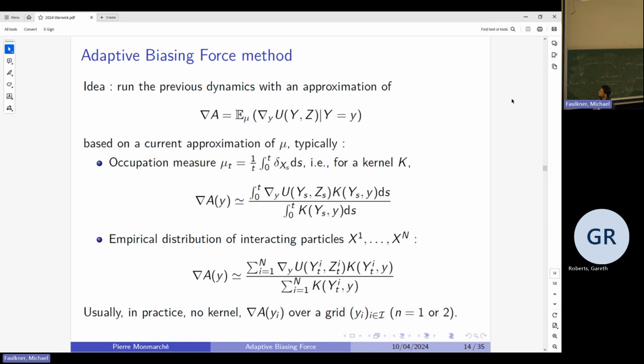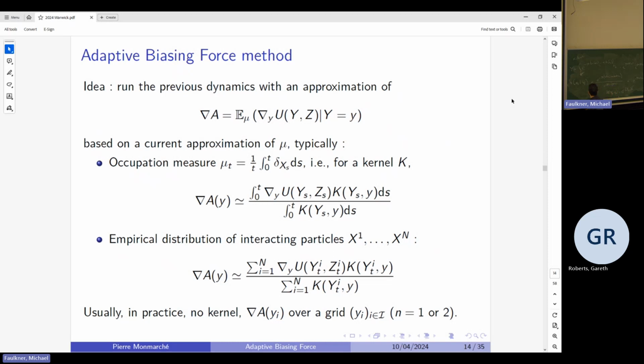So the probability that you are exactly at y is going to be 0, and so you can do a kernel approximation. Okay, so two ways to do it. In fact, in practice, at least initially and in most of the development, initially this was not used with a kernel.